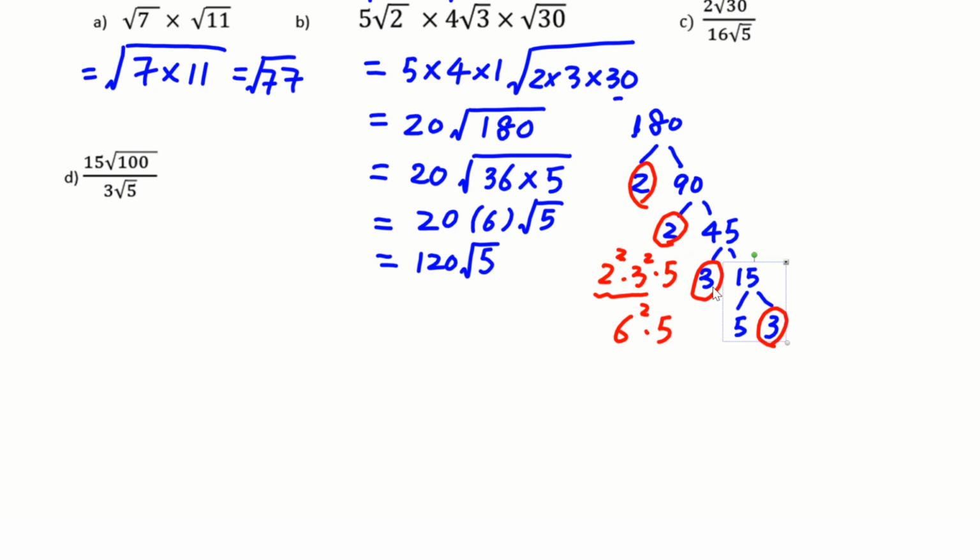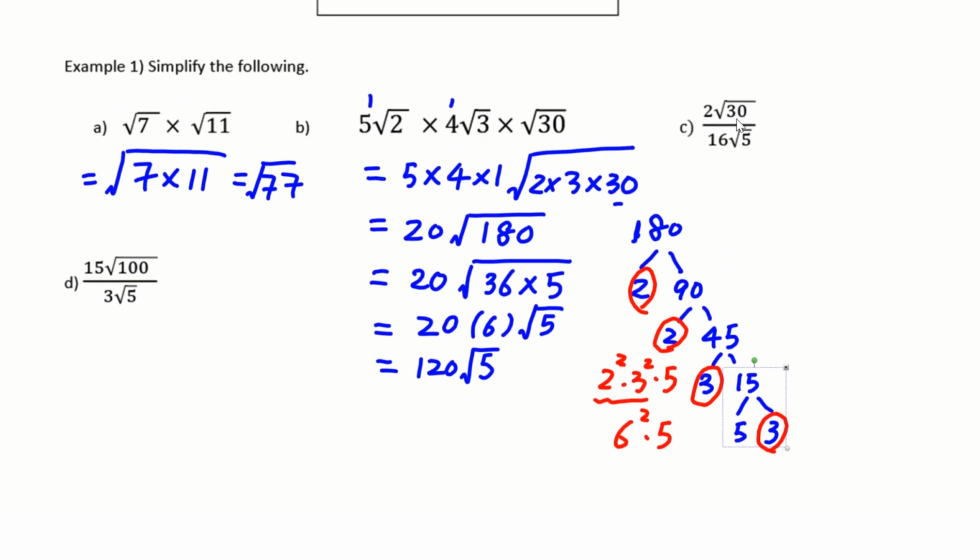So 2 times 2 times 3 times 5 times 3 gives you 180. The ends of the branches of the tree give you the factors for 180. So multiply them together, and you have 180.